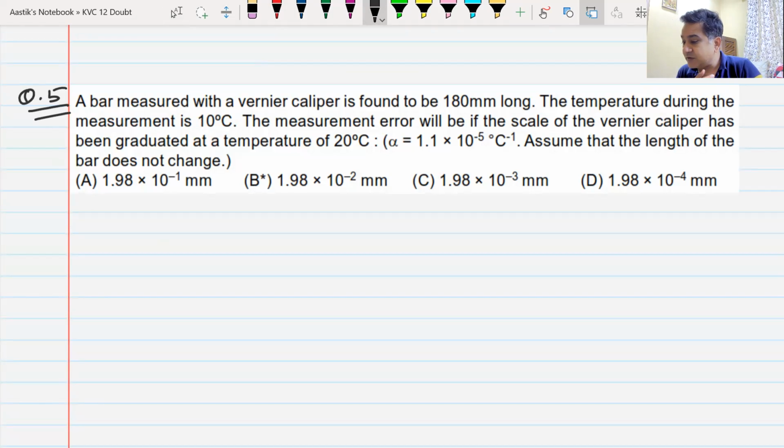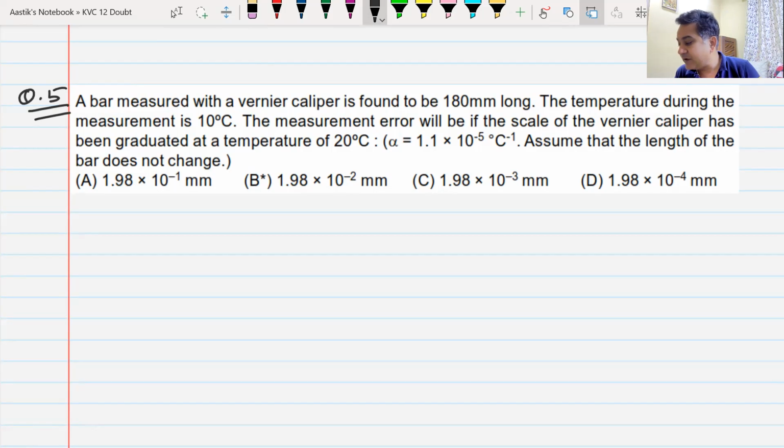A bar measured with a vernier caliper. Since it has vernier caliper, we have error and an instrument, and we call this topic practical physics. A bar measured with a vernier caliper is found to be 180 mm long. The temperature during the measurement is 80 degrees Celsius. The measurement error will be, if the scale of the vernier caliper has been graduated at 20 degrees Celsius. So how much is the error in measurement?